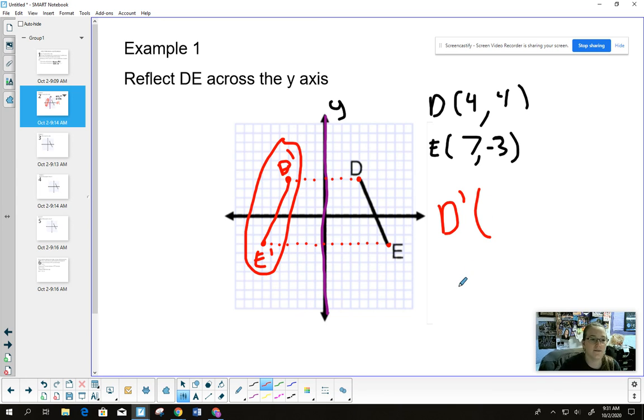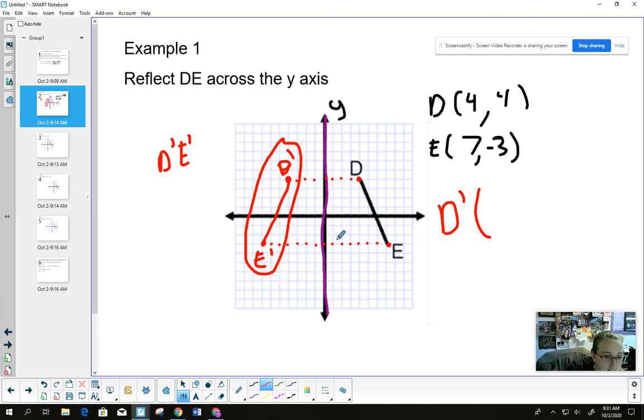That is the reflection of DE across the y-axis, and we would call this D prime E prime. So once again, we count away from our mirror, we count towards the mirror, and then count away the same distance on the opposite side.